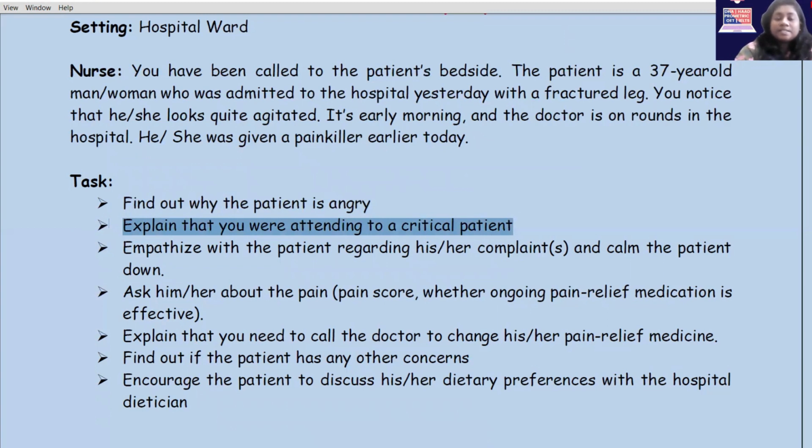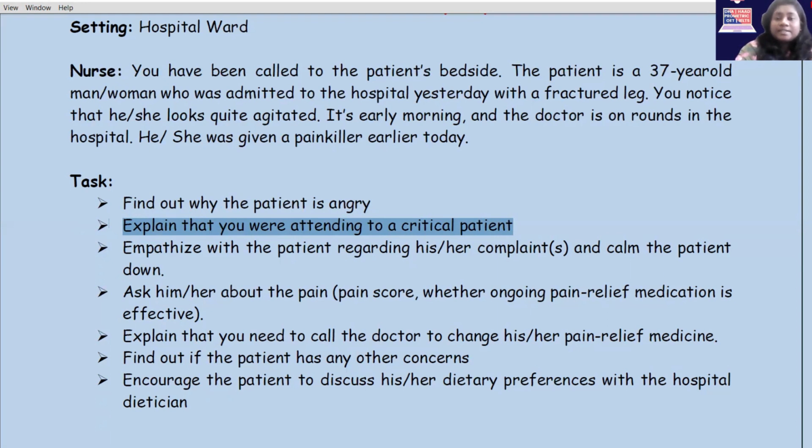Once it has been established that the patient is upset regarding the delayed bedside visit, the candidate should explain the reason for the delay. However, here you have to be very careful while you are explaining it. You have to explain it using empathy. So empathetically, you have to frame some sentences to explain why you are late.